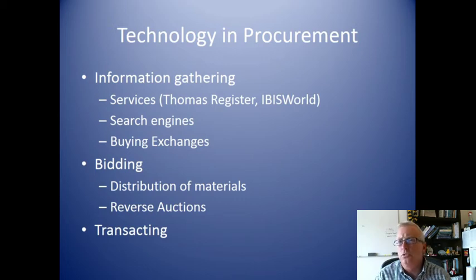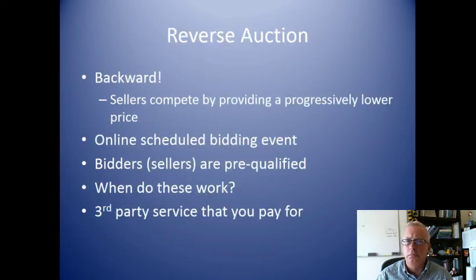This is some of those functions that can affect bidding. I use the term information gathering. That's really sourcing. Transacting might be part of the award process, or it might also be part of the contract management. So think about all the different ways technology can be used. The articles I've provided to you focus in more specifically on reverse auctions because they are complicated animals, but don't lose sight that there are other ways that technology are used.